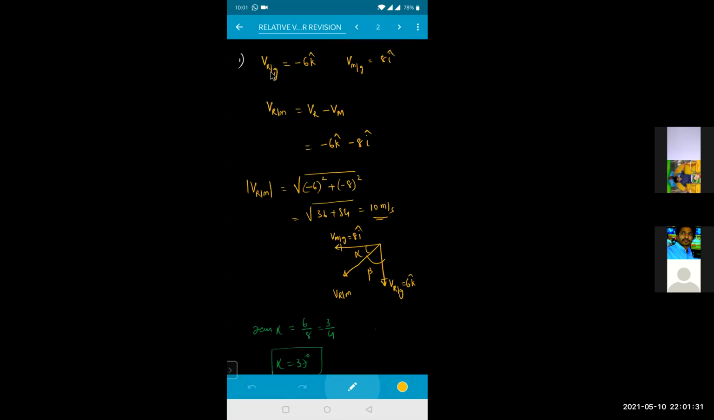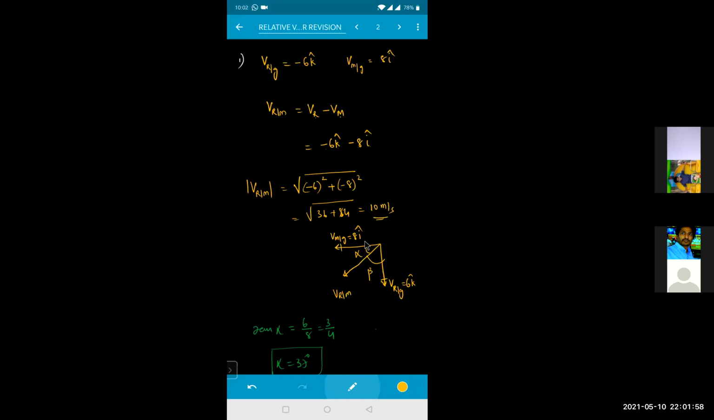Velocity of rain with respect to ground is minus 6 k cap. Velocity of man with respect to ground is 8 i cap. So velocity of rain with respect to man means velocity of rain minus velocity of man. So it is minus 6 k cap minus 8 i cap. So calculate its magnitude: under root of minus 6 whole square plus minus 8 square. 6 6 are 36, 8 8 are 64. So this will be 100, root 100, which is equal to 10 meter per second.